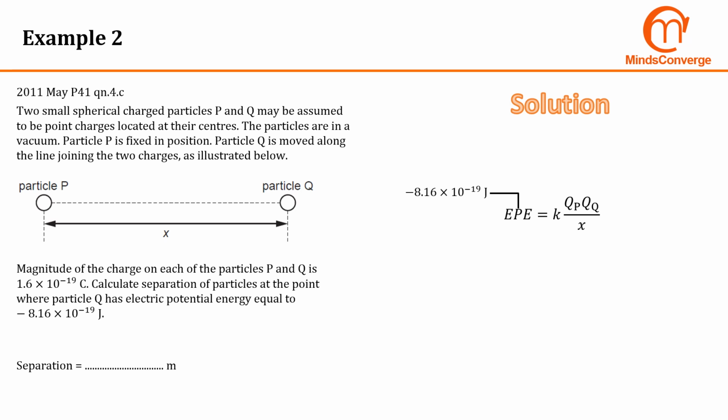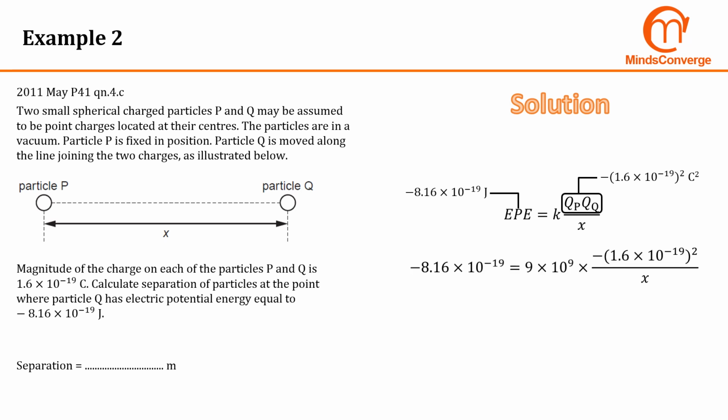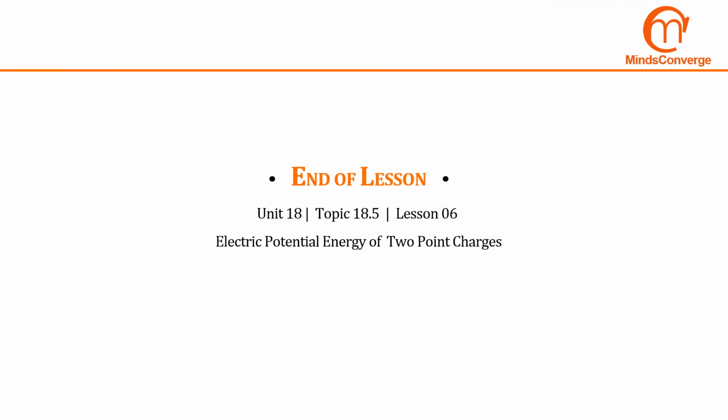Given the magnitude of the charge on each of the particles is 1.6 times 10 to the power of negative 19 coulomb. So, the product of the two charges is the negative square of 1.6 times 10 to the power of negative 19 coulomb squared. Substituting the values into the equation and calculating the separation of particles, we get 2.8 times 10 to the power of negative 10 meters. We have come to the end of this lesson.